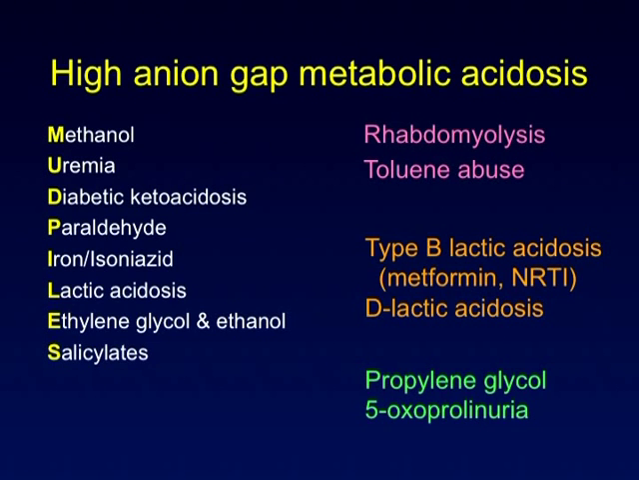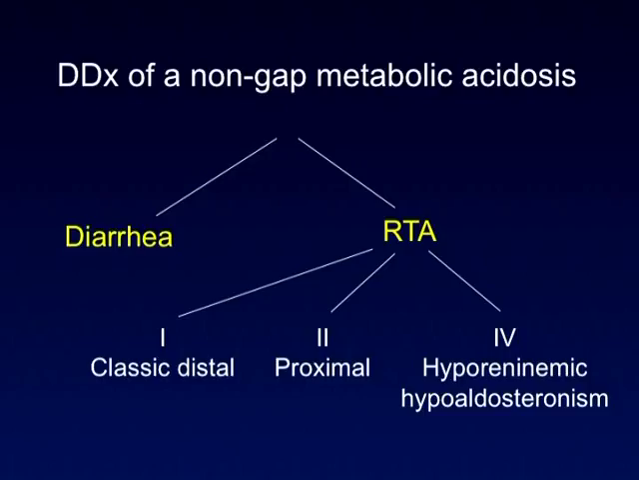These are the mnemonics for the high anion gap metabolic acidosis. Mud piles, we've learned this since medical school. Just revisit it in your mind. And remember these other causes on the other side of the table. If you have a non-gap metabolic acidosis, it's either going to be due to diarrhea or it's going to be due to a renal tubule acidosis.